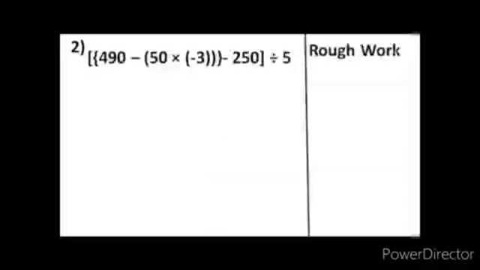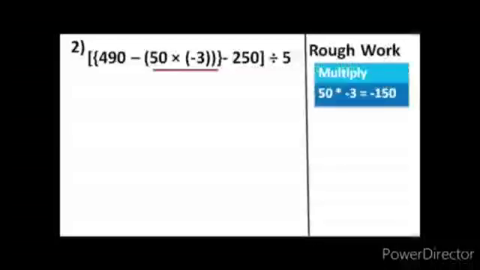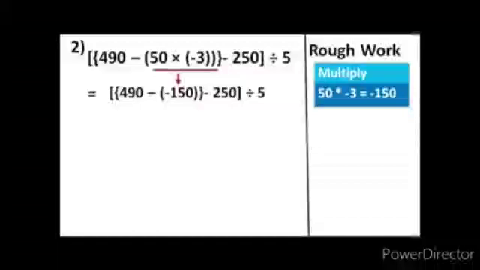Let us take one more example. Look at the example carefully and remember the BODMAS rule: bracket of, division, multiplication, addition and subtraction. The innermost bracket is what we have to solve first. That is 50 into minus 3 and it is minus 150. So we get 490 minus 150 minus 250 divided by 5.